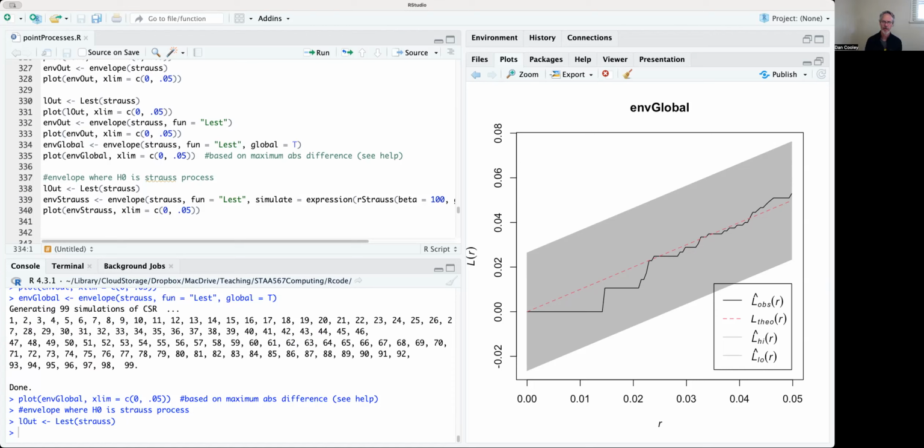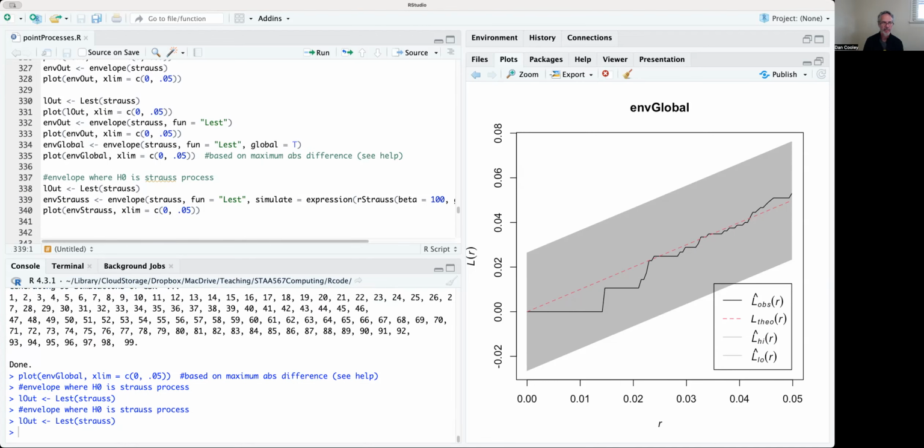There's that issue of, is your envelope pointwise or is it global? And you can do a global test. I think a pointwise test makes more sense to me, but there is a tag to make a global type of rejection region rather than a pointwise rejection region.